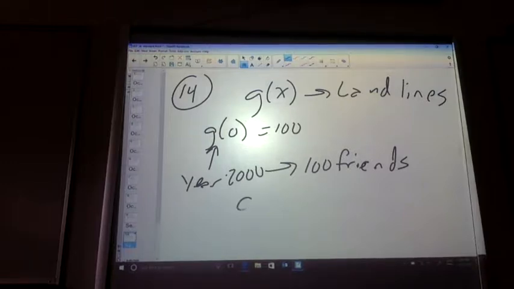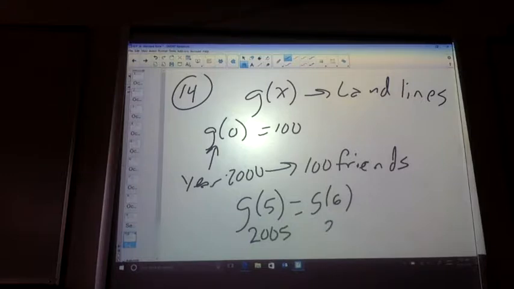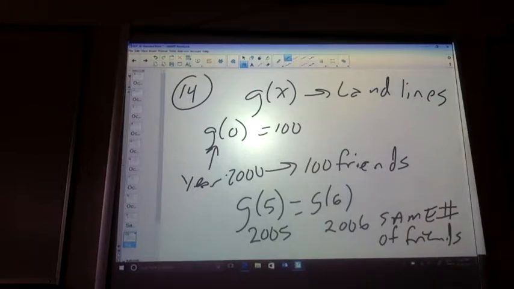And then what does g at 5 and g at 6 mean? That means that in 2005 and 2006, you will have the same number of friends with landlines. You're not solving it at that point. That's all you're doing. The reason it's 2005 is because it starts in 2000, so 2000 is year 0, 2001 is year 1, 2002, so g at 5 is 2005, g at 6. So that just means that you would have the same number of friends that would have a landline during those years. It would be a constant amount.